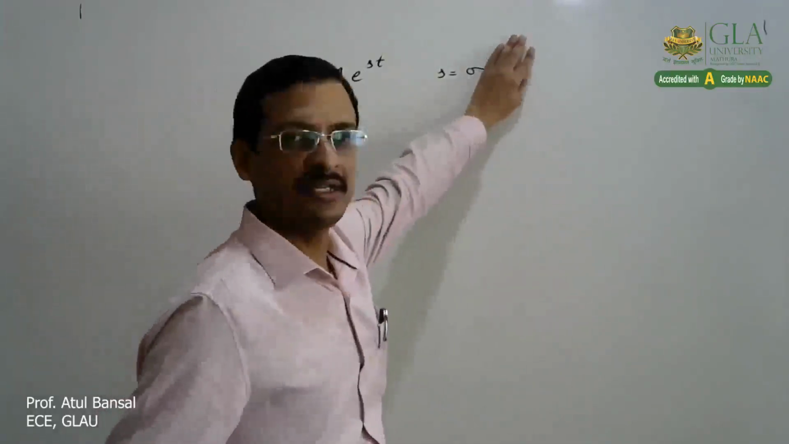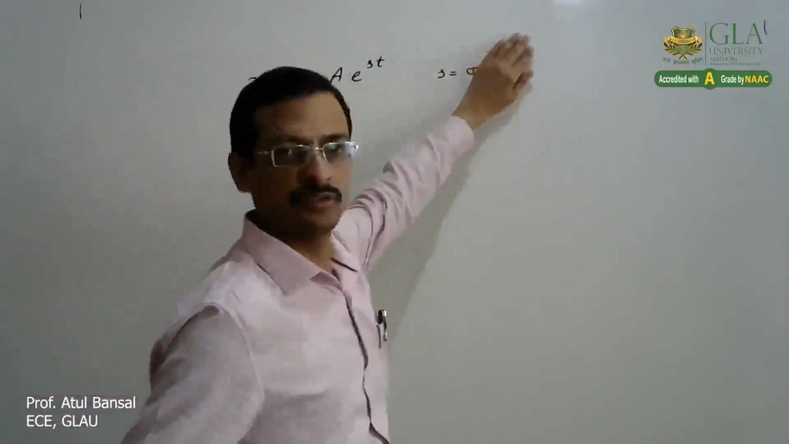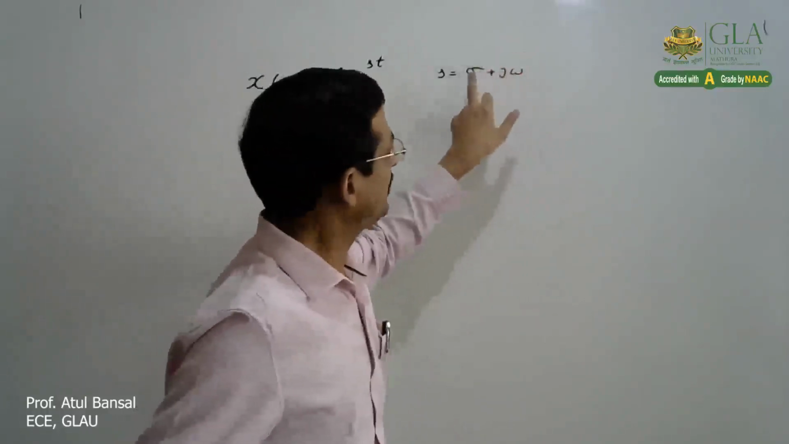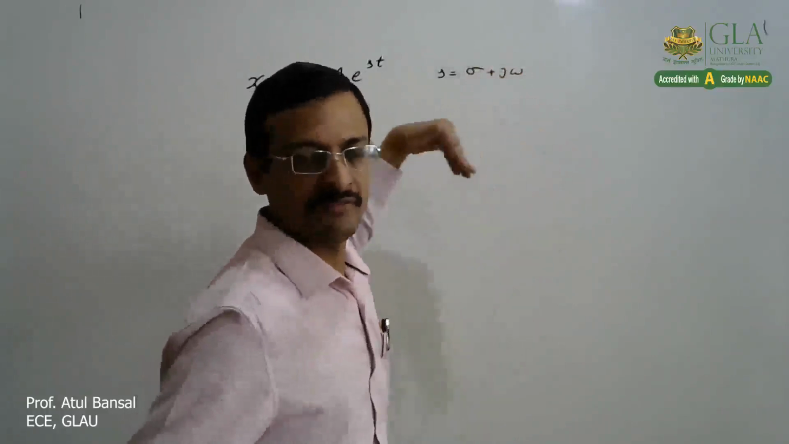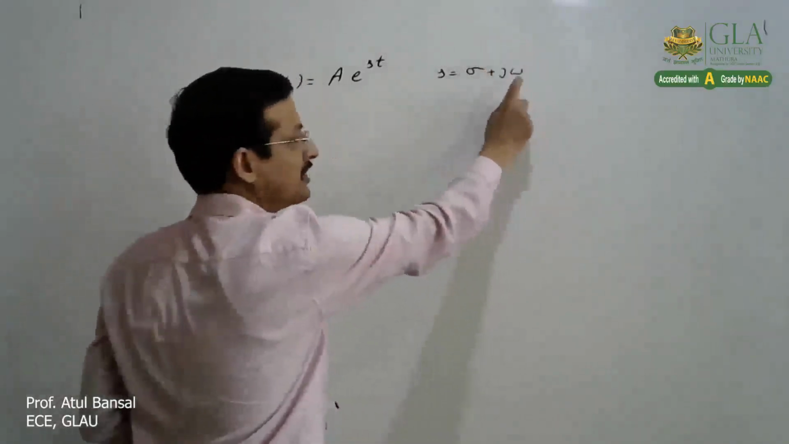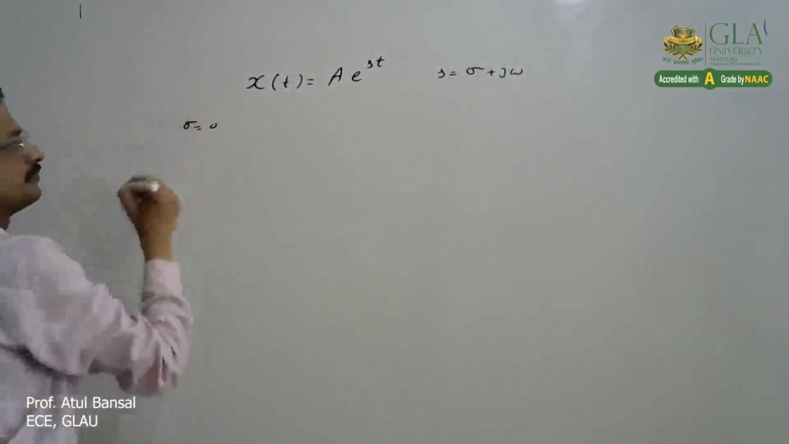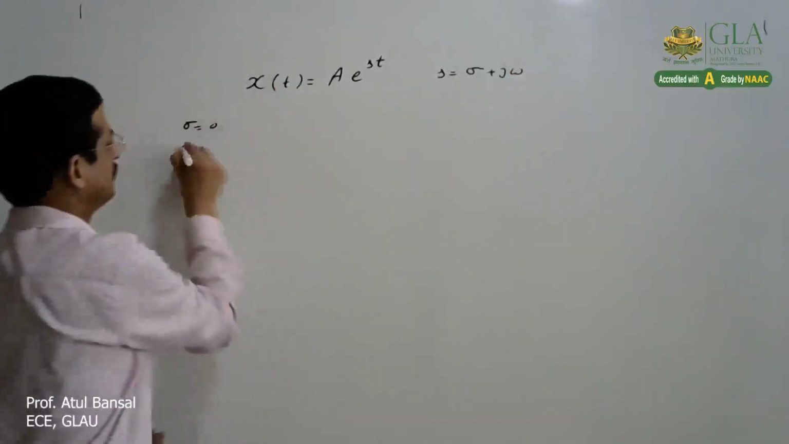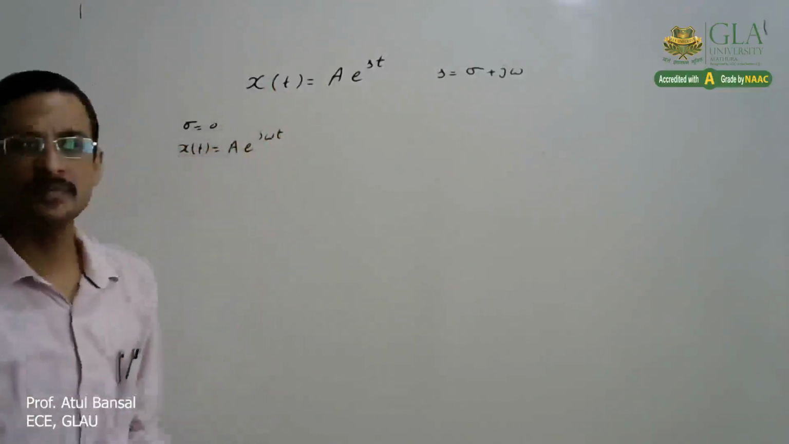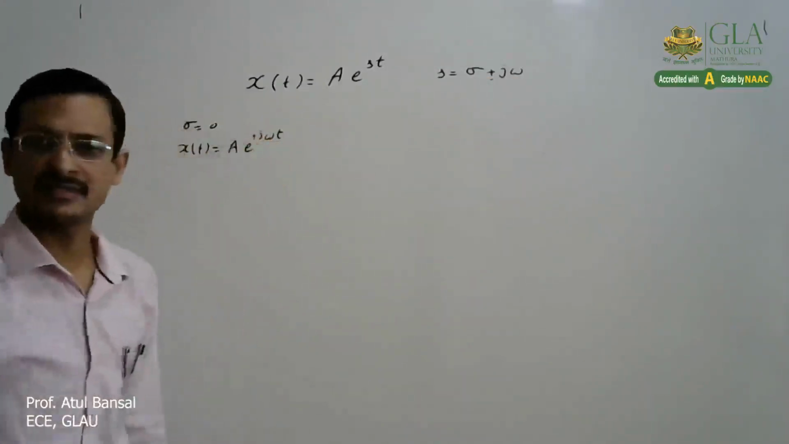That is, if sigma is 0 and omega is 0, both are 0, this will become constant. If omega is 0 and sigma is greater than 0, it will be exponentially growing. If sigma is less than 0 and omega is 0, it will be exponentially decaying. So it will be exactly the same if this is 0. But if this is not 0, what will happen? Firstly, if sigma is 0, this function will become a e raised to power j omega t. Now, this can be plus or minus, it doesn't matter.